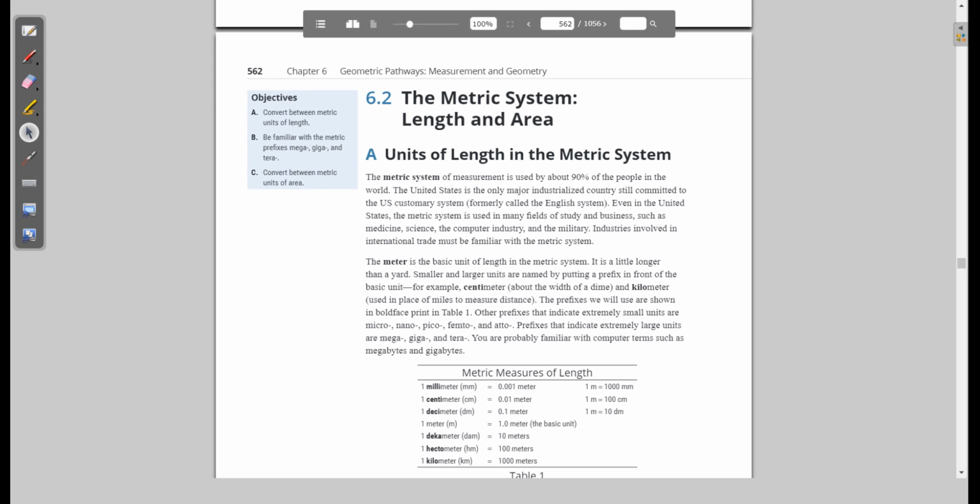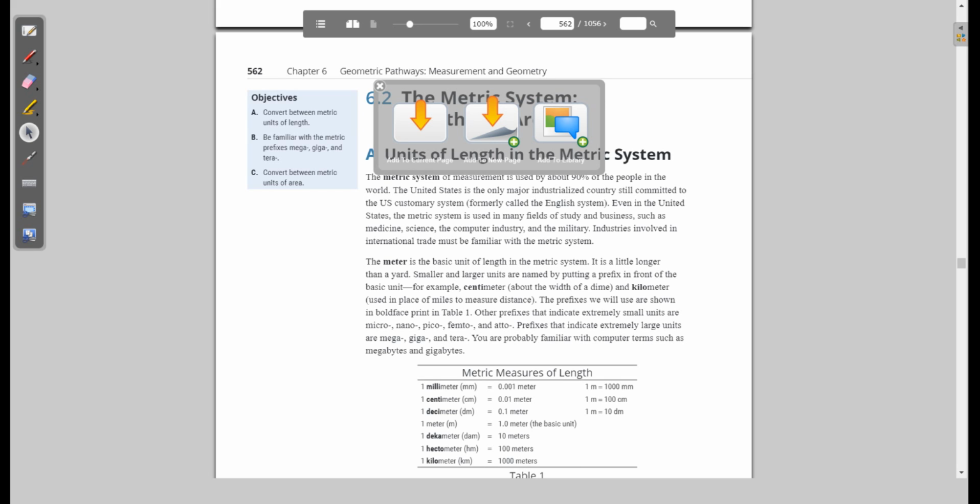Okay, today we're talking about Chapter 6, Section 2, the metric system. So, in Chapter 6, Section 1, we talked about the imperial system, or I forgot what the book called it, but basically, the unit of measurements that the United States uses. And we're all used to it.